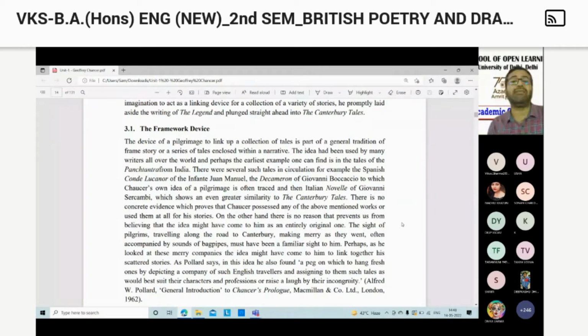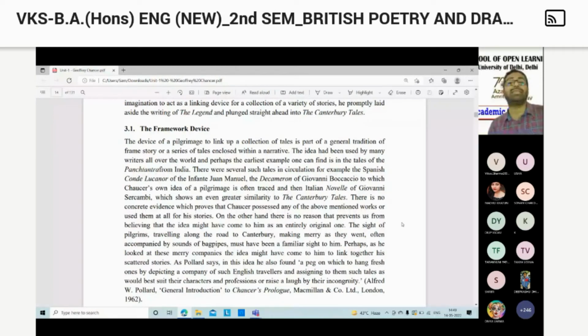The device of a pilgrimage to link up a collection of tales is part of a general tradition of framed story or a series of tales enclosed within narrative. The idea had been used by many writers all over the world, and perhaps the earliest example was that of Panchatantra from India. This idea of telling your stories or telling your life experiences in the form of a story has originally been used in Panchatantra from India. It has been used by the Panchatantra mode of storytelling.